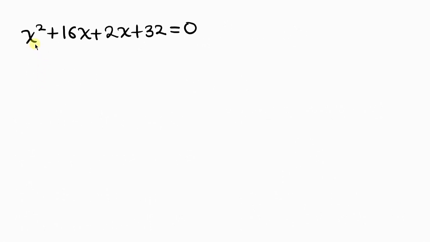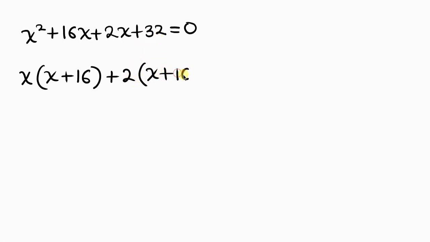So now let's factorize. You notice that x is common here, so we're going to factor out x. Now x² divided by x, I have x, plus 16x divided by x, I have 16. Plus, now let's factor what we have here. You notice that 2 is common, so factor out 2. Now 2x divided by 2, I have x, plus 32 divided by 2, I have 16. And this is equal to 0.